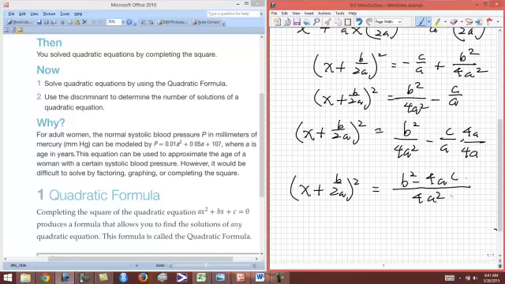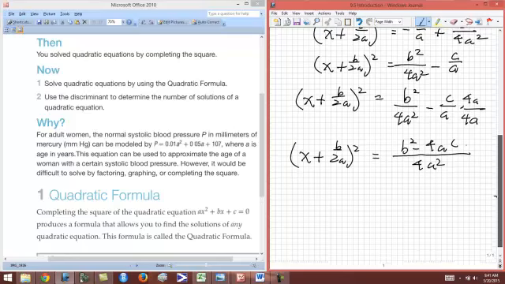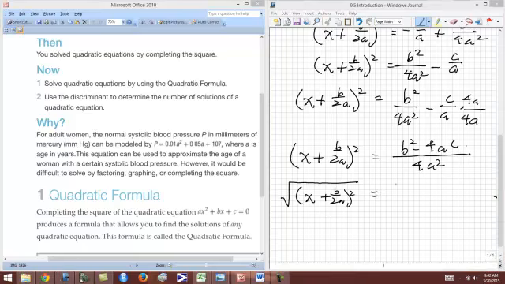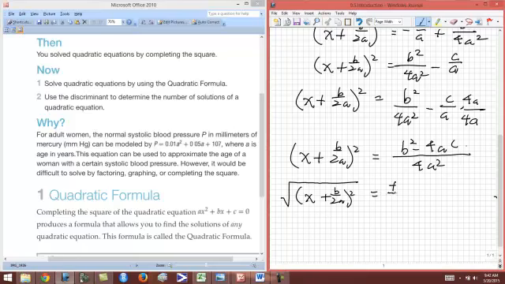Okay, so now we've cleaned up the right side as far as we can go, and we're going to take the square root of both sides. So we take the square root of the left side, x plus b over 2a squared. It's going to equal plus or minus. Remember, everything on the right side is numbers. a, b, and c are numbers. The square root of b squared minus 4ac.